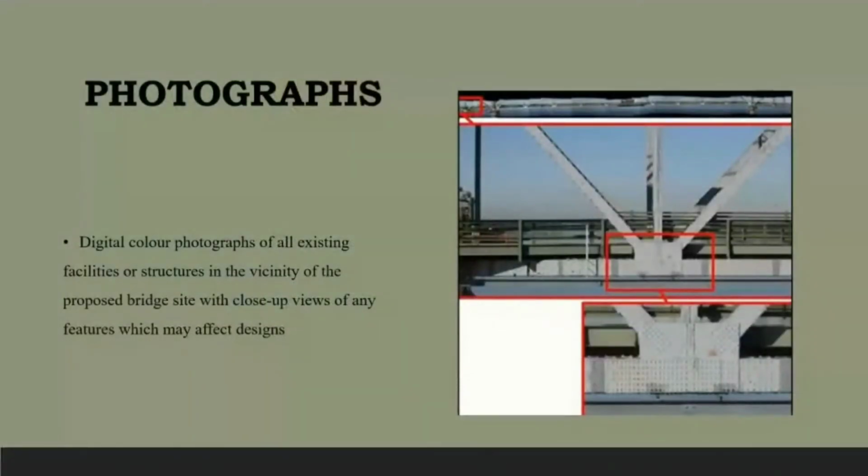Next is the photograph method. These color photographs show the exact condition of the bridge, and then you can see the defects of the bridge from the shape itself or from the close-up view of the bridge features that may affect the designs.